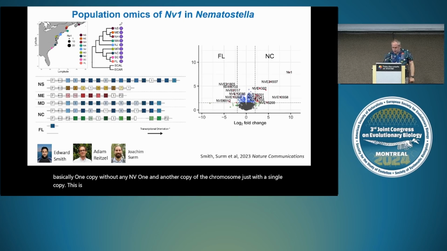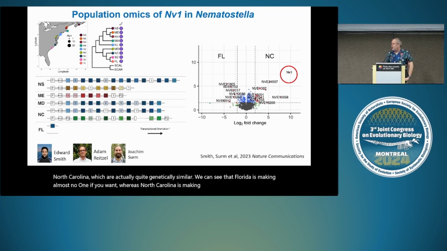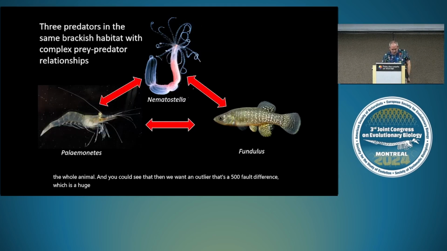When we look at proteomics in Florida versus North Carolina, which are actually quite genetically similar, we can see that Florida is making almost no NV1, whereas North Carolina is making tons of NV1. This is actually the most differentially expressed protein in the whole animal. This is proteomics for the whole animal, and you can see that NV1 is really an outlier. That's a 500-fold difference, which is a huge difference in proteomics.